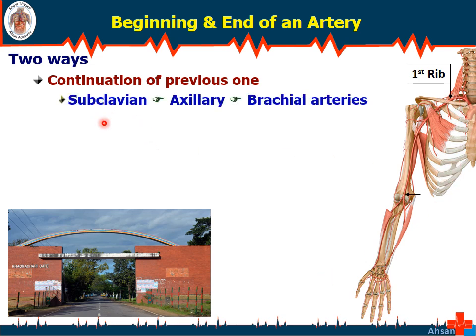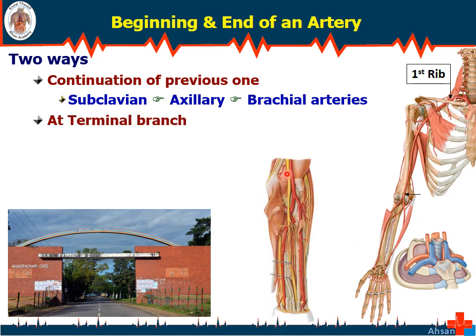Here is an example: the subclavian artery becomes axillary and then brachial. There are some milestones, like this is the gate. In the same way, the margin of a bone or the margin of some muscles is considered as the point where it continues into another form. For example, you can say the first rib, or the muscle where these arteries are demarcated. This is one artery at the margin of the first rib.